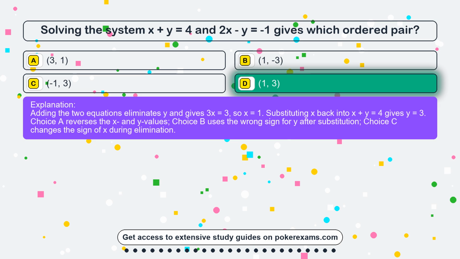Choice A reverses the x and y values. Choice B uses the wrong sign for y after substitution. Choice C changes the sign of x during elimination.